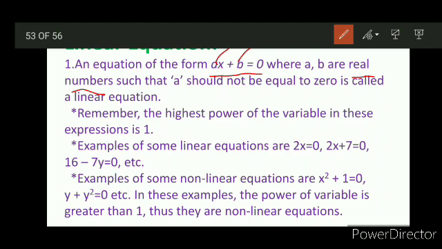In that general form, this a should not be 0. If it is 0, the x term will not exist. So the condition is a should not be equal to 0. Then only it is called a linear equation. Remember, the highest power of the variable in this expression is 1. So, we have the variable, and that variable's power should be 1. x to the power 1.